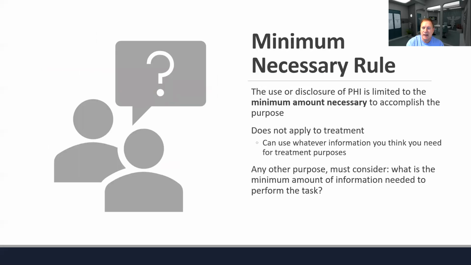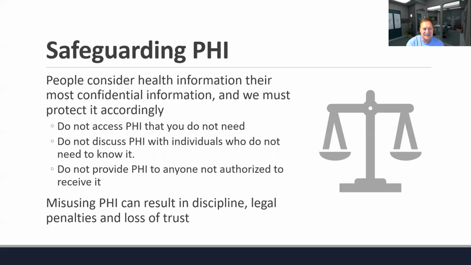And then how much is necessary to be shared? Again, the only thing that's necessary to be shared is what's required to perform a certain task. It's called the minimum necessary rule. What's the minimum amount of information that's necessary to be shared? And then safeguarding PHI, again, the onus is back on us to be sure that we're safeguarding that information.